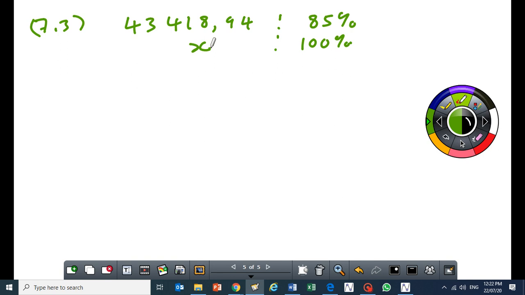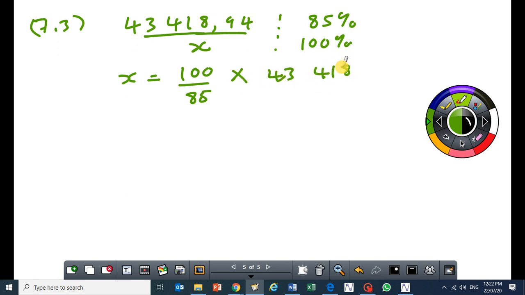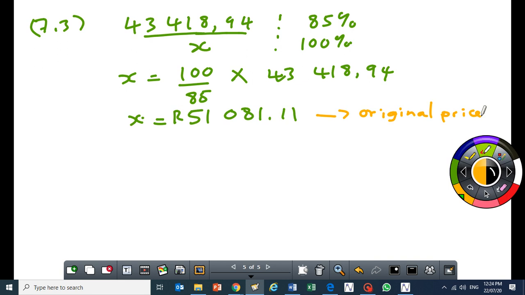So here, to get this X, we say X is equal to, since this X is going to be more than that, you divide this 100 by 85, so it will be 100 over 85 times 43,418.94. If you simplify that, what answer do you get? If you are going to pay cash, then you are supposed to pay this amount. You're supposed to pay that amount.